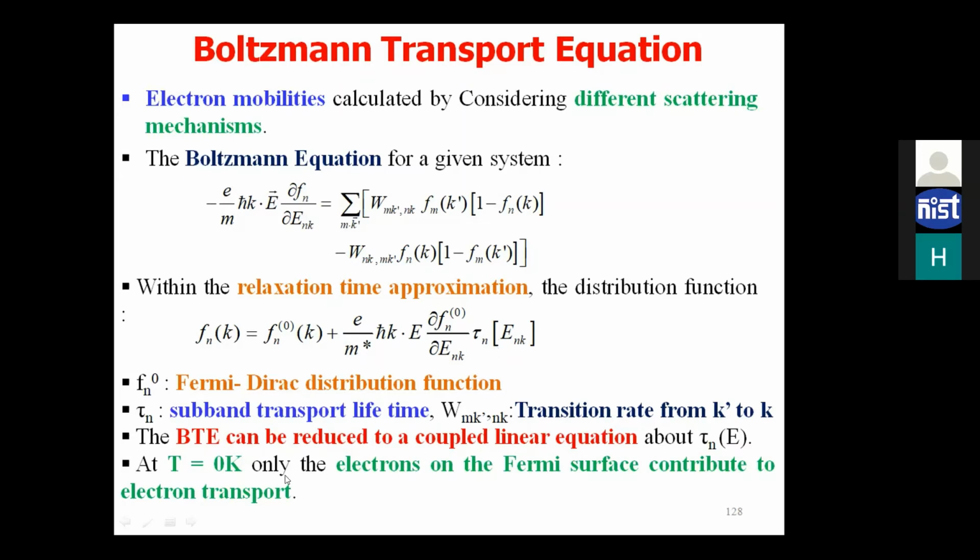And this Boltzmann transport equation can be reduced to a coupled linear equation about tau n. At T equal to 0, only the electrons on the Fermi surface contribute to electron transport. If you take T not equal to 0, the simplification is a little more complex, but if you take the temperature equal to 0 K, then the Fermi-Dirac function, which is a function of energy, Fermi level, and temperature T, becomes very simplified: Fn at 0 K. That means the Fermi-Dirac function at T equal to 0. That's why this is called Fn0.